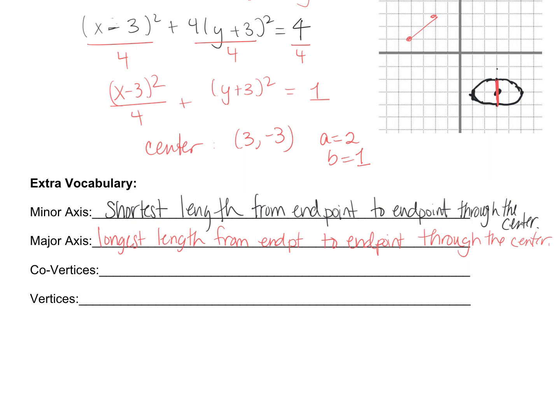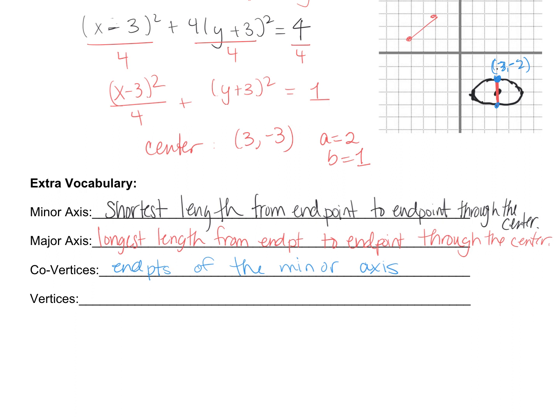All right, co-vertices are the endpoints of the minor axis. Now, endpoints mean I have a point. Please write it as a point. So literally this point here, this one was 3, and it went down to -2. So one of the co-vertices is that one, 3, -2, and so forth.